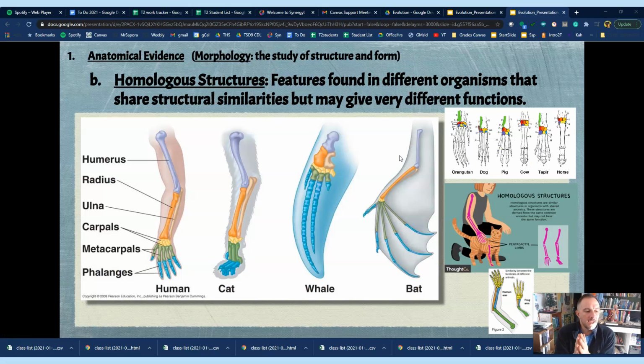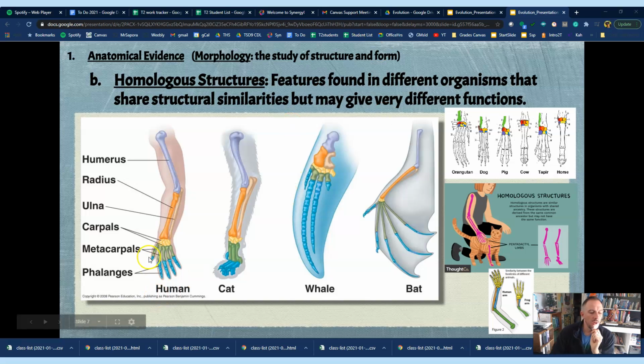One of the other lines of evidence that is cool is a kind of long word, homologous structures. Say it with me, homologous structures. Good job. So homo is the root for same, right? So the same type of structure, same underlying form is what we're talking about. On the outside, it looks different, but on the inside, it's the same.